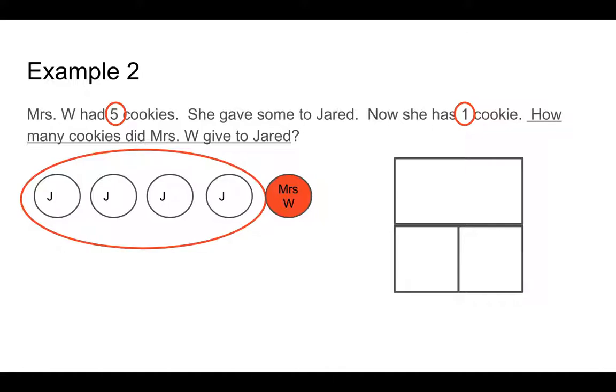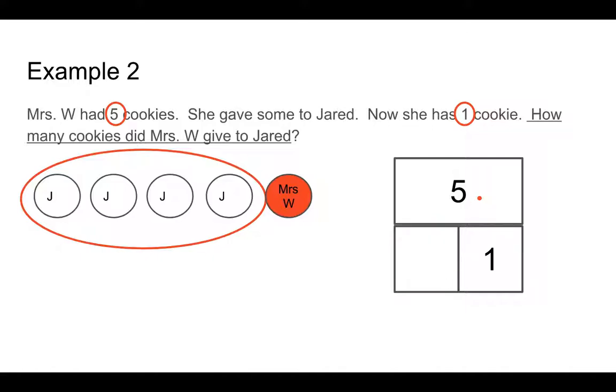So in this story, we know that she started with 5 cookies, so that's the whole. So I'll put the 5 up in the whole. Then what's left is one of the parts. So I don't know how many she gave, so one of the parts is going to be missing. But I do know that the other part is 1, because that's how many we have left after giving them to Jared. So now I can use my strategies counting on, counting backwards, or drawing a picture in the boxes to see how many we must have given to Jared.